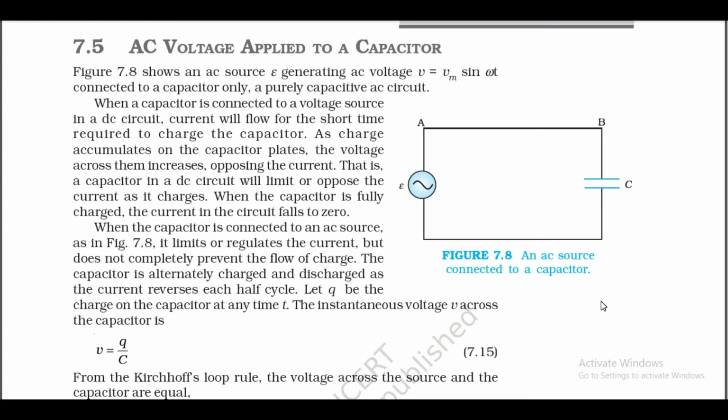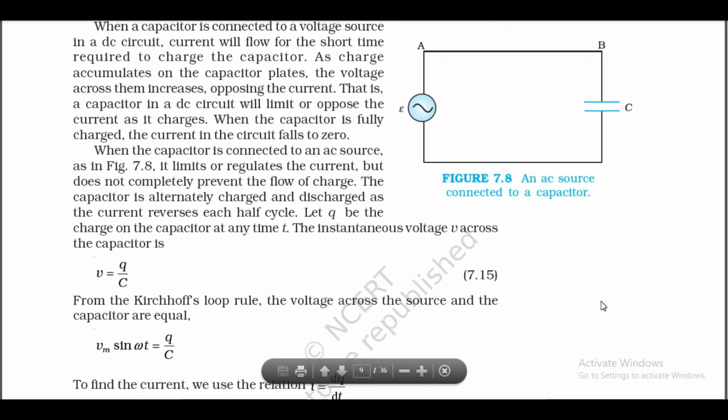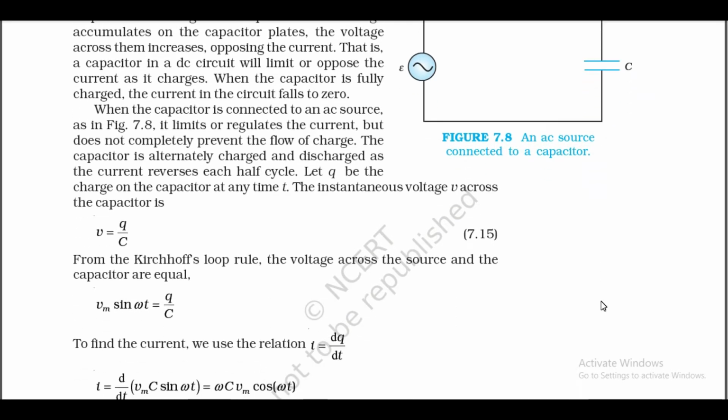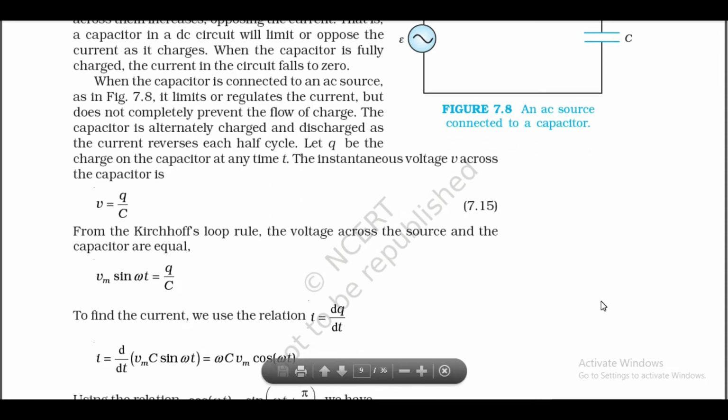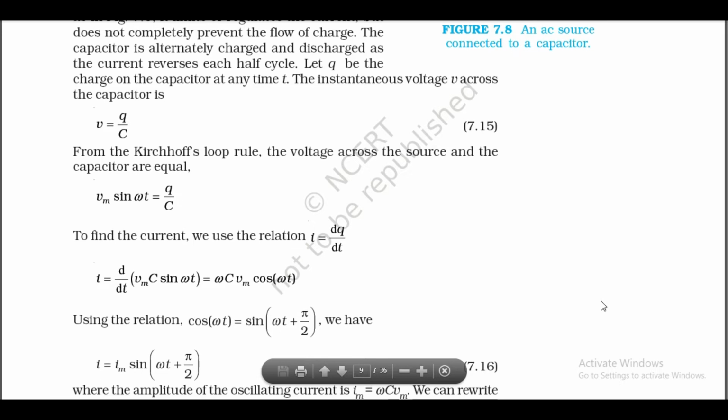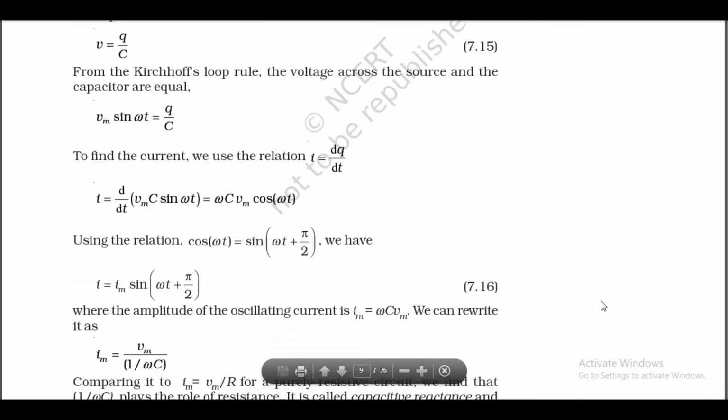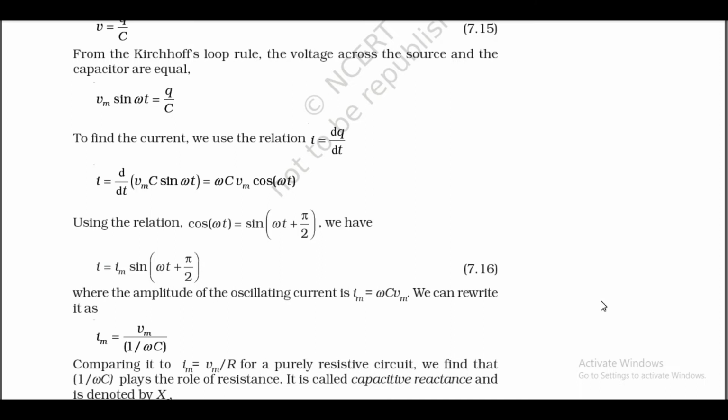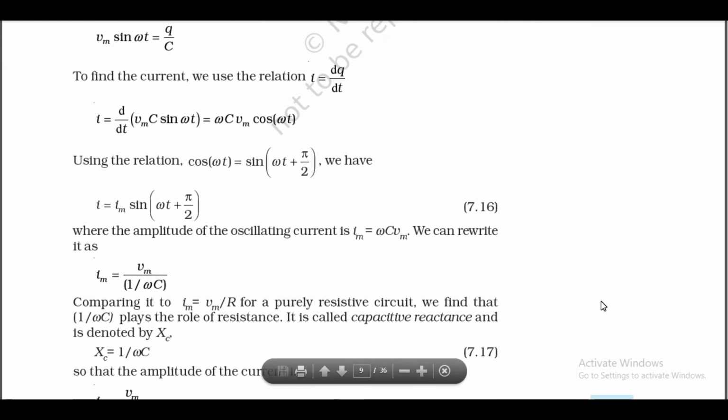As the current reverses each half cycle, let q be the charge on the capacitor at any time t. The instantaneous voltage v across the capacitor is v = q/C. From Kirchhoff's loop rule, the voltage across the source and the capacitor are equal. vm sin ωt = q/C. To find the current, we use the relation i = dq/dt, so i = d/dt (vm C sin ωt) = ωC vm cos ωt.